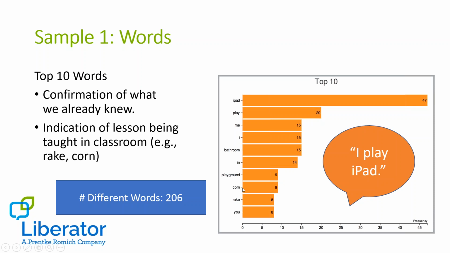that they were learning at school, which I'm not sure what the topic was, but the words are corn and rake, which makes sense that if they're working on them in a classroom, say a termly focus, it makes sense that they're in the top 10.